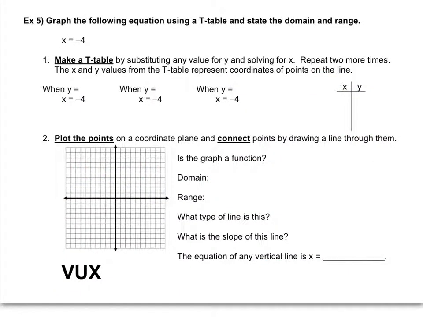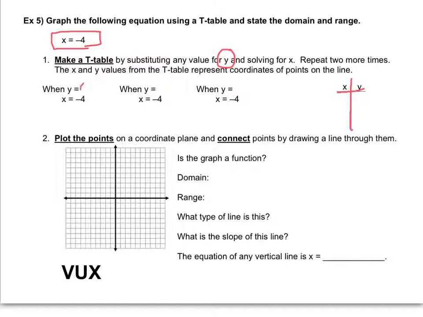Okay, so example 5. Again, graph the following equation using a t-table and state the domain and the range. So here we have x equals -4. In this equation there's no y, only x. So we're going to make a t-table with x and y's, and we're going to substitute values for y and solve for x. This is just like the other one, only it's the opposite.